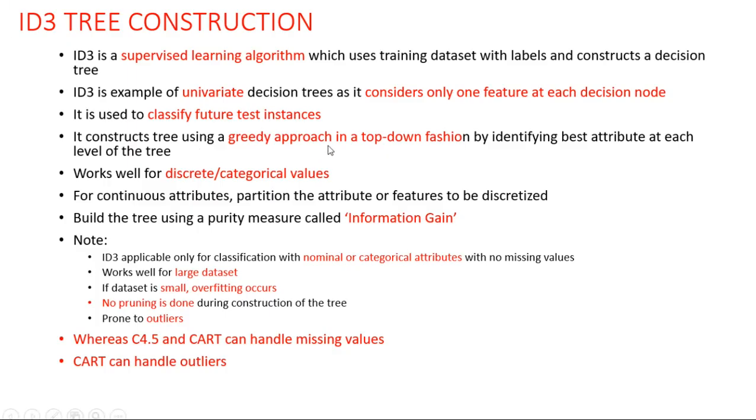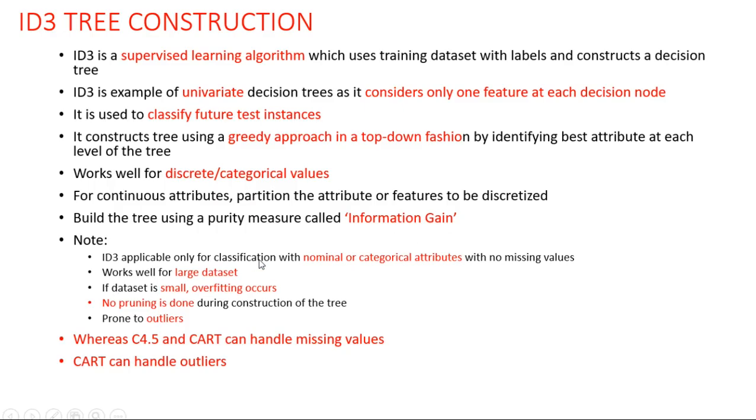It uses a greedy approach in a top-down fashion by identifying the best attribute at each level of the tree. At each level we have to make the decision to split the nodes, and there we identify the best attribute to make the decision. This works for both discrete values as well as categorical values. Suppose I have continuous values, then I partition the attribute by discretizing it. We build the tree using a purity measure called information gain, so I'll be taking decisions based upon the information gain value.